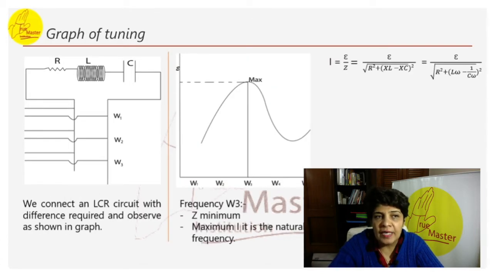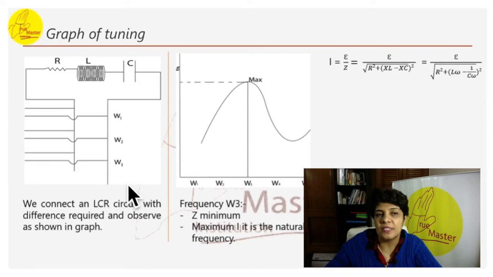Variation of I with omega, that is, maximum current at various frequencies. So we have a circuit here, an LCR circuit, with various different frequencies. We observe that with frequency omega, the current value is maximum. Then this will be resonance. We need to tune at this frequency to get the maximum result.